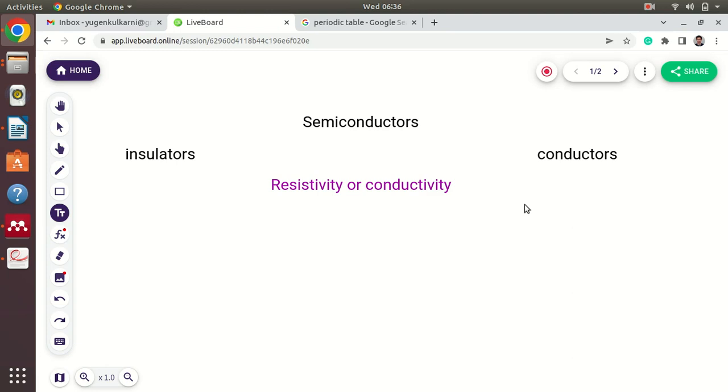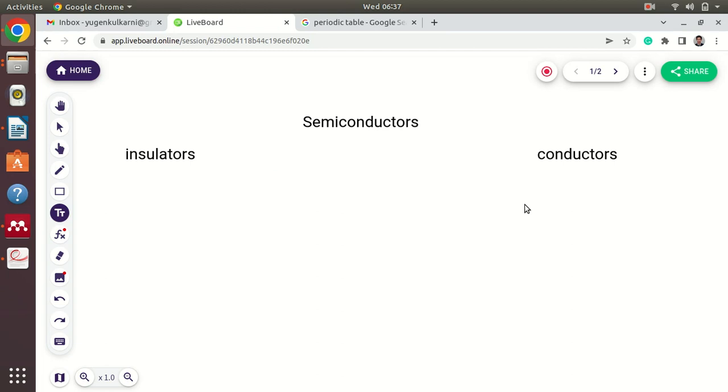It is said that the conductivity of semiconductors is in between the insulators and conductors, or the resistivity is in between the insulators and conductors. Now this is not a complete definition. There are different aspects of the definition of semiconductors. This is because the conductivity of a semiconductor is not a constant value. It can change.